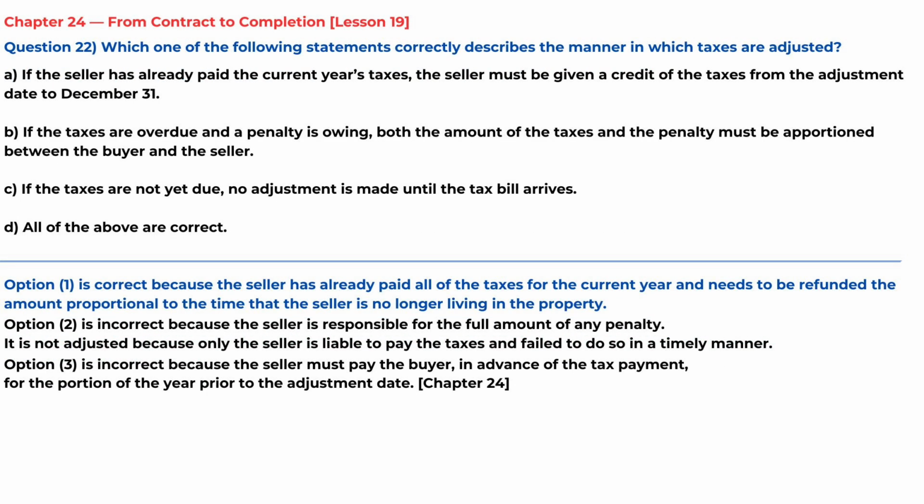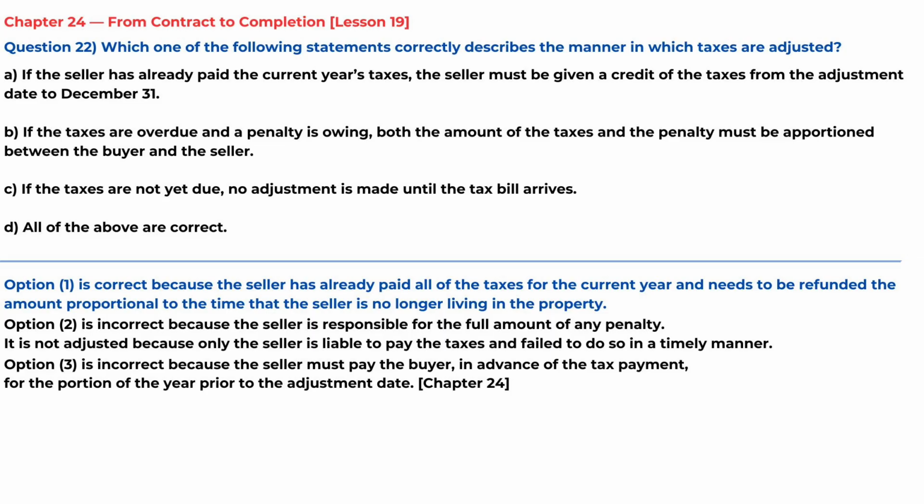Question 22. Which one of the following statements correctly describes the manner in which taxes are adjusted? Option 1 is correct because the seller has already paid all of the taxes for the current year and needs to be refunded the amount proportional to the time that the seller is no longer living in the property.